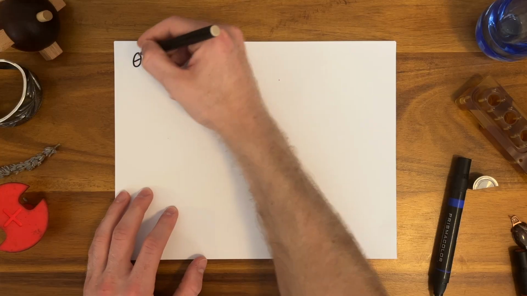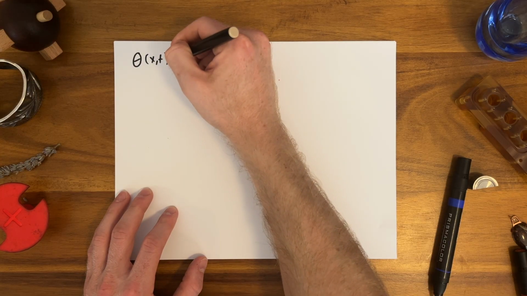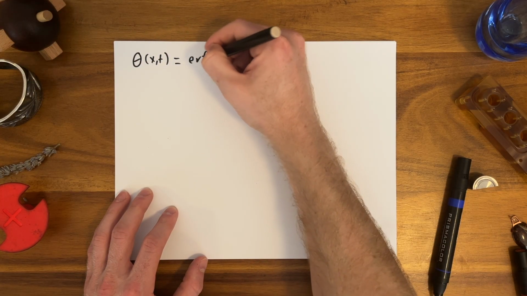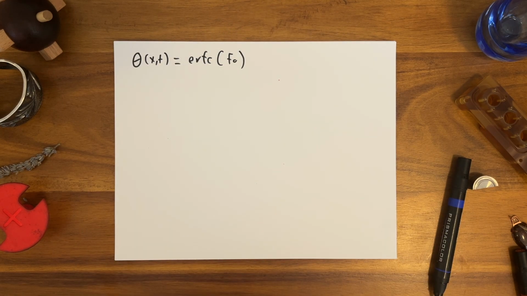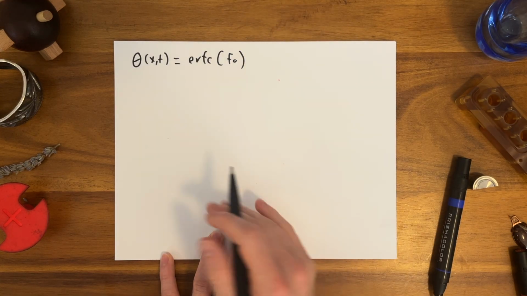Theta of x and t is equal to the complementary error function of the Fourier number. And that's it. Thank you very much for listening to Precision Stuff, and have a good week. Just kidding. What does this mean, and how do we actually use it?